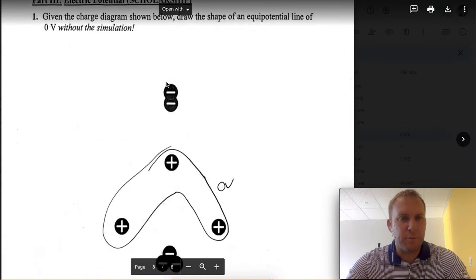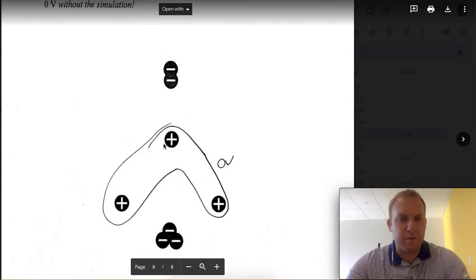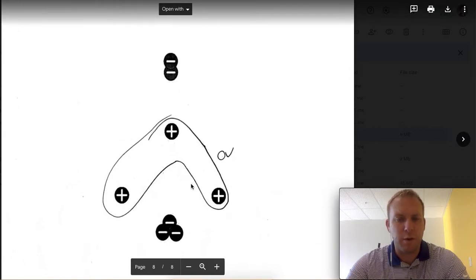Last one is a scholarship. That's my best guess based on the simulation, right? There's going to be some point between the positive and the negative where we have 0 potential. It's going to be closer to the positives than it is the negatives based on the negatives having more charge built up at each location.